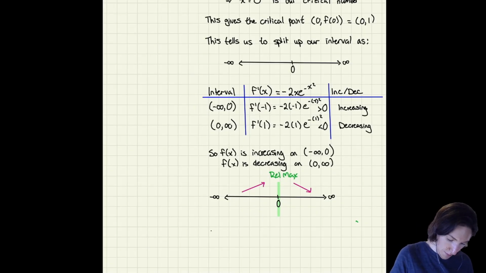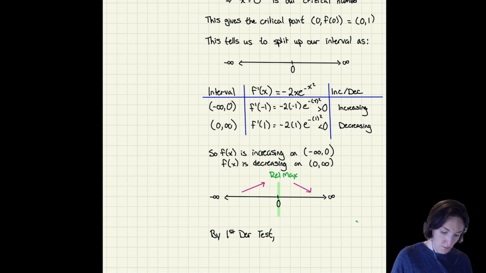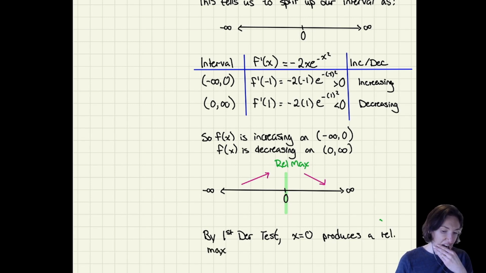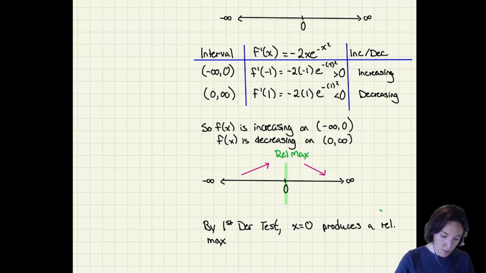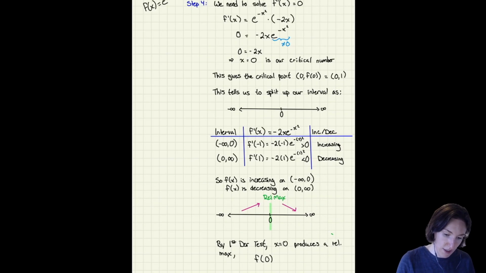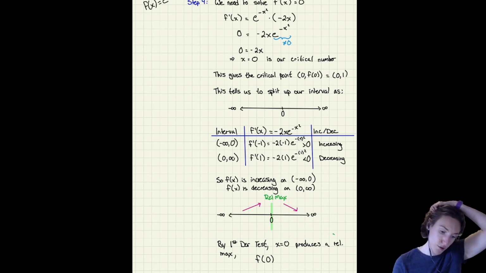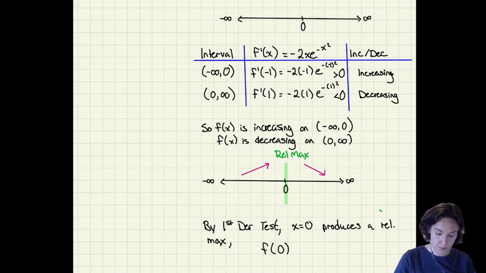So I'll say here, by first derivative test, x equals 0 produces a relative or local, whatever you prefer, max. And we already know what y is at 0. We found, I almost said upstairs, up here. Oh, other page actually. Oh, here we go. F of 0 is equal to 1. So it also corresponds to where we're going to have a horizontal tangent. Okay, so these are all little clues on how it'll look.